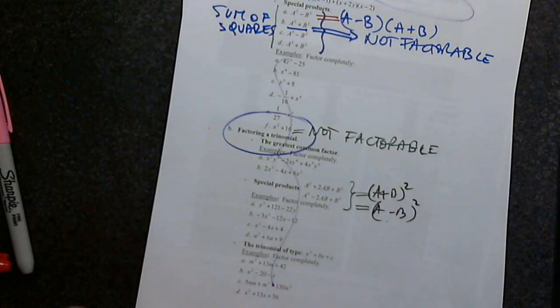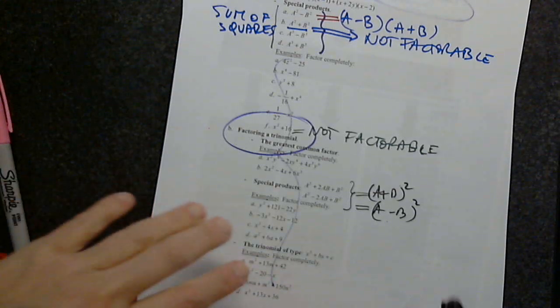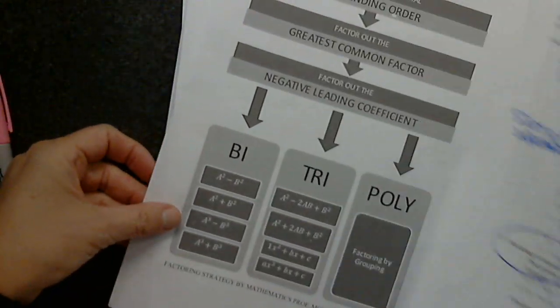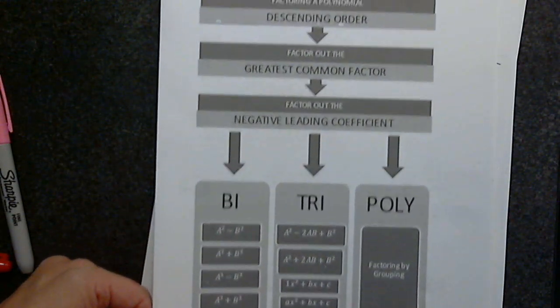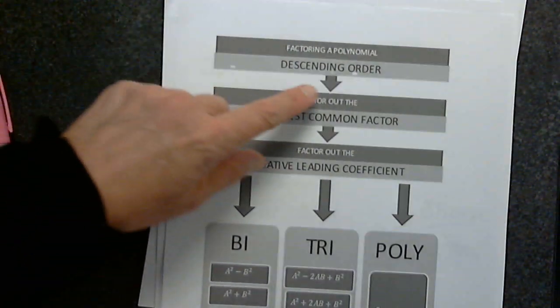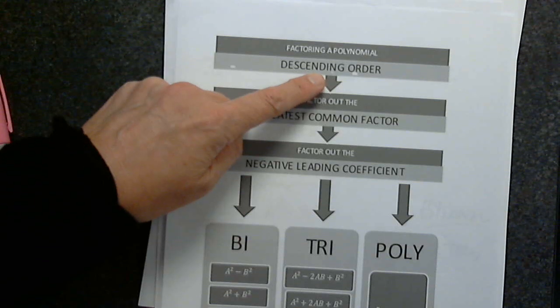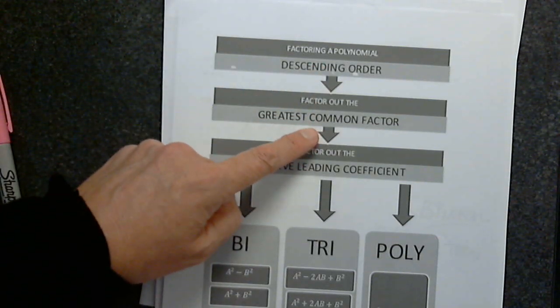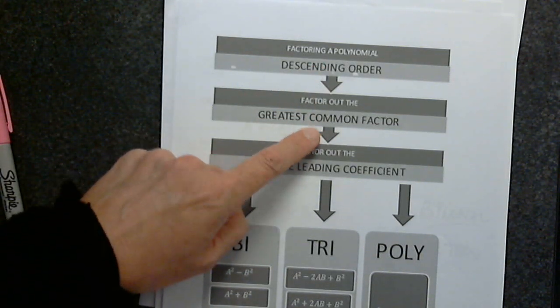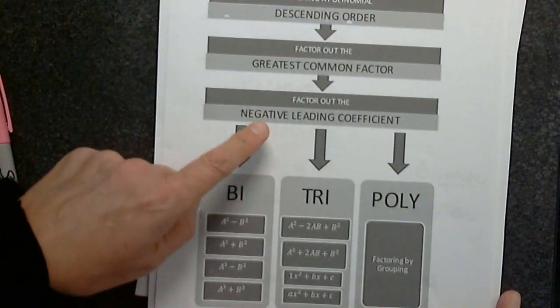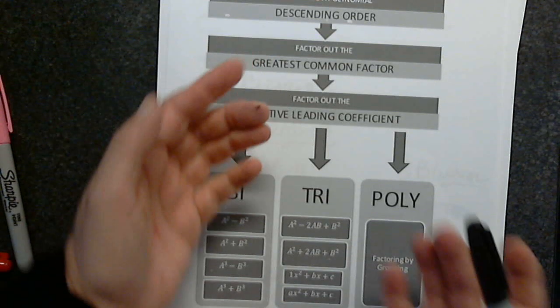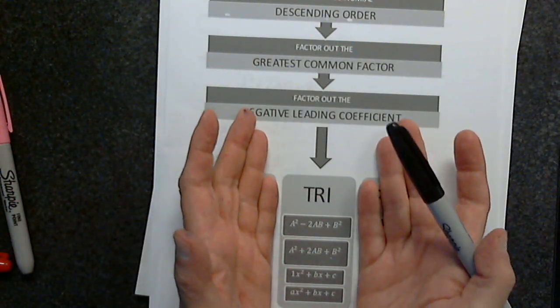Good. So when it comes to trinomials, our life is a little bit easier maybe, because we only have to worry about 2 special products. So when you throw any trinomial at me, what do you think I'm going to do? I'm going to ask myself what it is. Then I'm going to make sure it's in descending order. Then I'm going to see if all 3 terms have a common factor, and if the leading coefficient is negative. And then I'm going to look at these options.